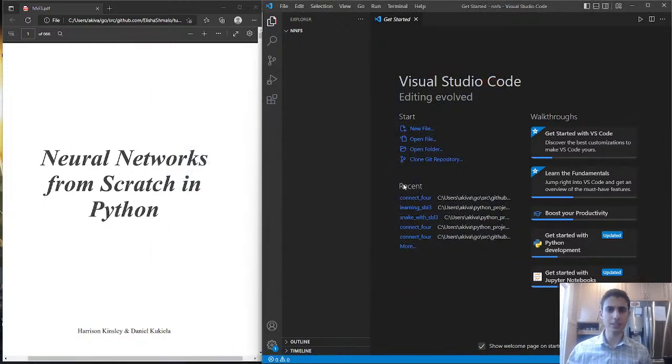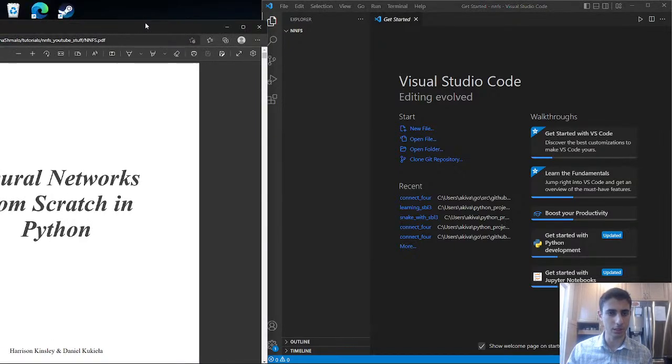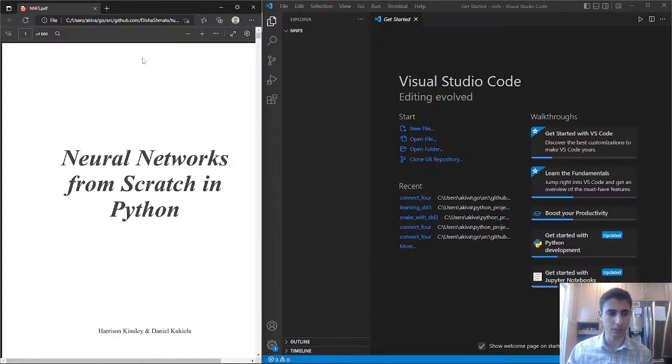So this is exactly how the layout's going to be. Split screen down the middle. Code is going to be on this right side here, and the book, which will be shown in every video, is going to be over here on this left side. What happened? Split the screen. Great. Thank you.